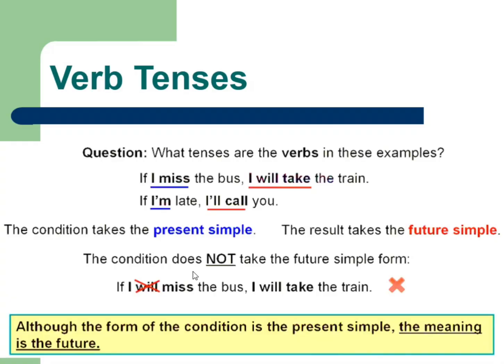For example, not "if I will miss the bus," only "if I miss the bus, I'll take the train." You have to be careful. Although the form of the condition is the present simple, the meaning is in the future. So you may notice that sometimes we use simple present tense as a future indication as well.